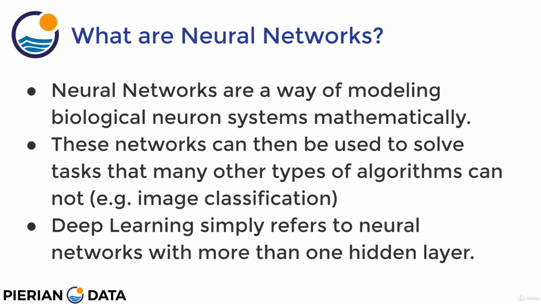So what are these neural networks? We're going to go into a lot more detail about how neural networks are constructed in the next section of the course, but for the basics, neural networks are a way of modeling biological neuron systems mathematically. These networks can then be used to solve tasks that many other types of algorithms can't. For example, with image classification, it's really hard for other machine learning algorithms to perform well, and this is the kind of task where neural networks perform very well. Deep learning simply refers to neural networks with more than one hidden layer.